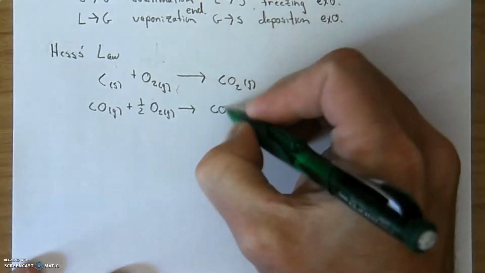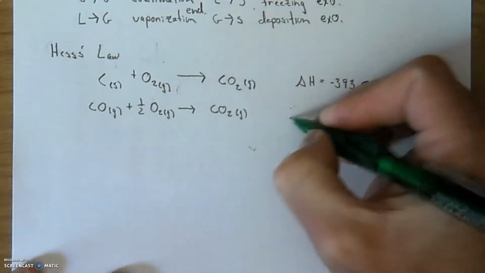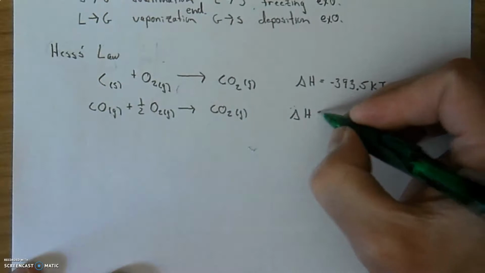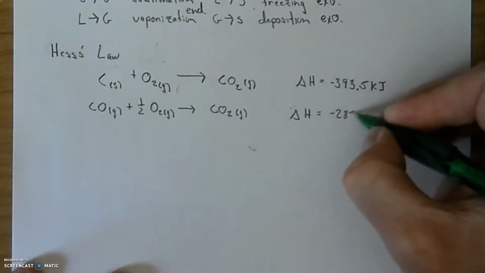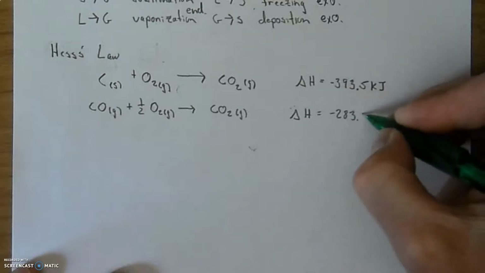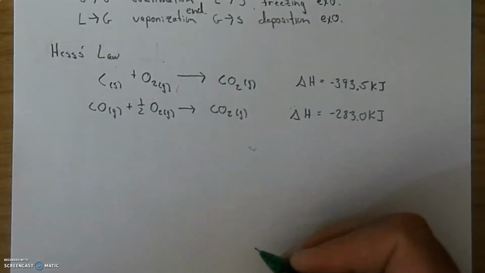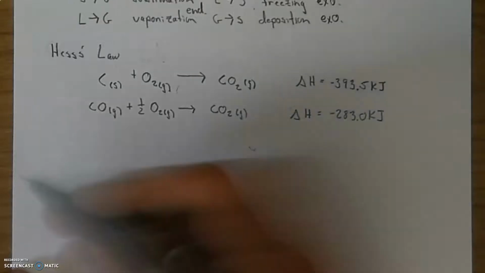Also to produce carbon dioxide. So slightly different process in creating carbon dioxide. It has an enthalpy of formation of negative 283 kilojoules. I'm looking at making some carbon monoxide from slightly different materials than what are listed here.